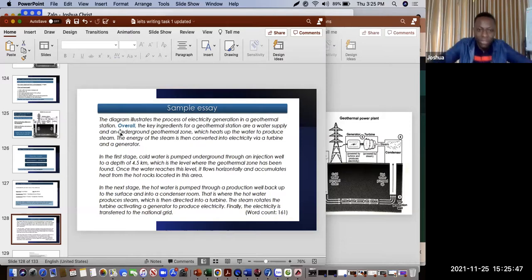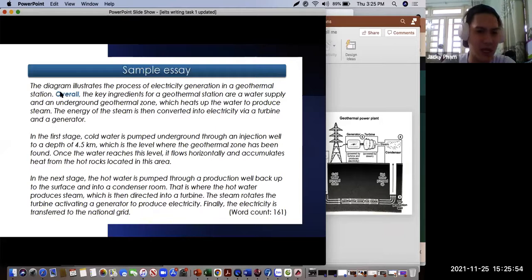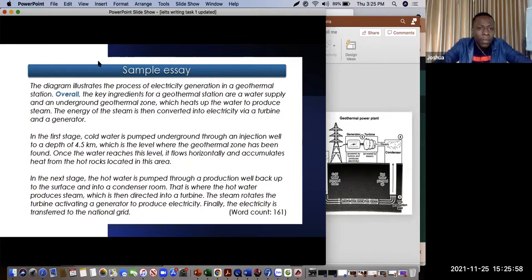So let's go over one more time, and just expand this. The introduction and overview must be together. That's one paragraph. Okay. So first of all, the introduction is taken from the question. The diagram illustrates the process of electricity generation in a geothermal station.